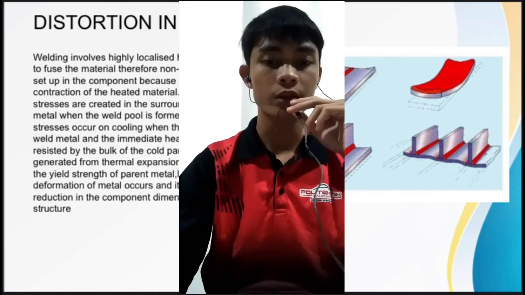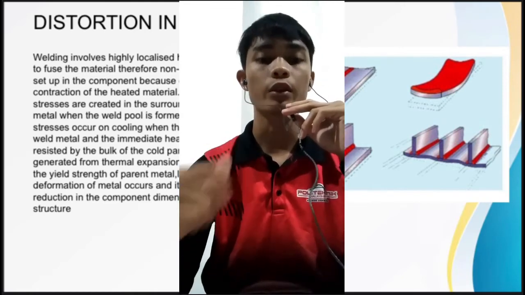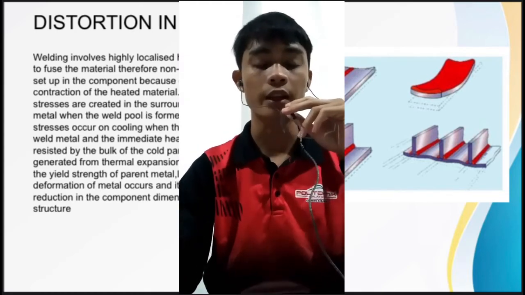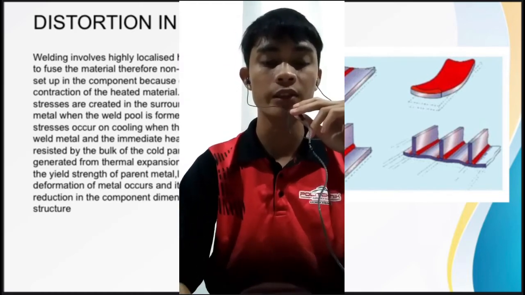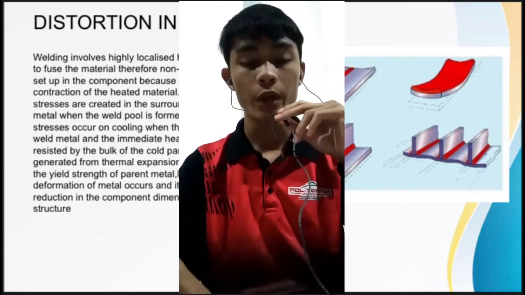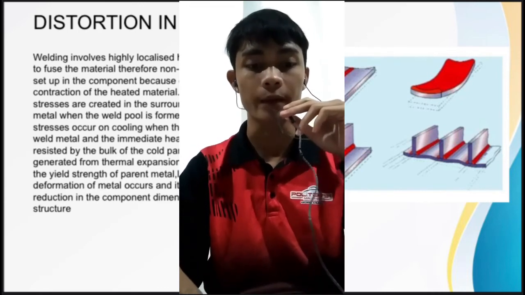Distortion occurs in six main forms. The first one is longitudinal shrinkage. The second one is transverse shrinkage, angular distortion, bowing and dishing, buckling, and twisting.